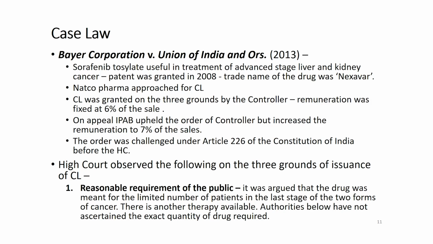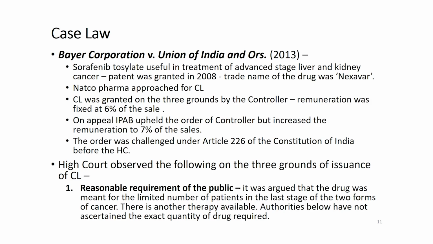Remuneration was fixed at 6% of the sale, that is, Natco Pharma will pay 6% of the sale to Bayer Corporation. An appeal was filed in the Intellectual Property Appellate Board, where the decision of the controller was upheld except that the remuneration was increased from 6% to 7%. The order was challenged before the High Court under Article 226, and the High Court explained all the 3 grounds.